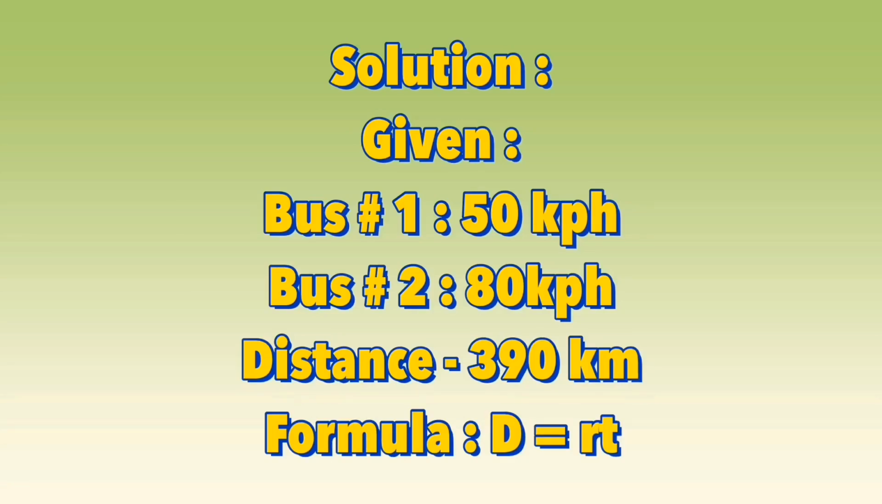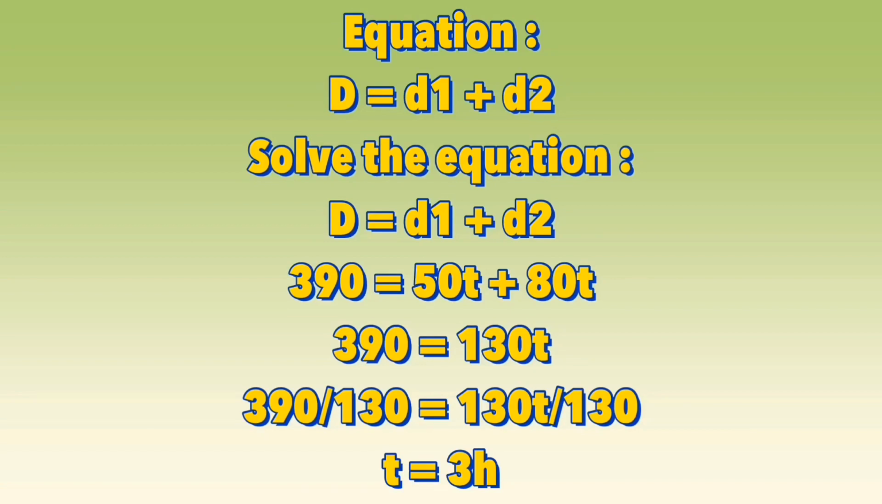Our formula: D equals RT. The equation: D equals the distance of bus 1 plus the distance of bus 2. Solving the equation, the distance covered is 390 equals the distance of bus 1 plus the distance of bus 2. With RT, the rate of the first bus is 50 times t plus the rate of the second bus is 80 times t.